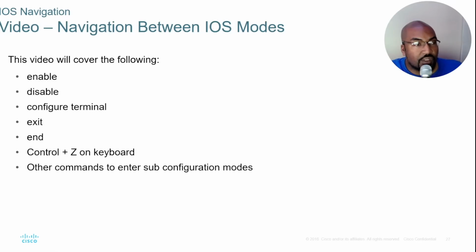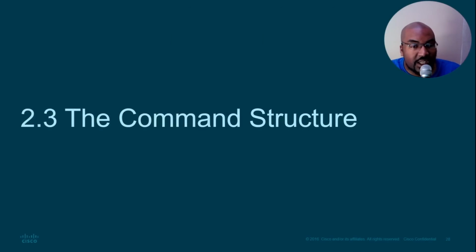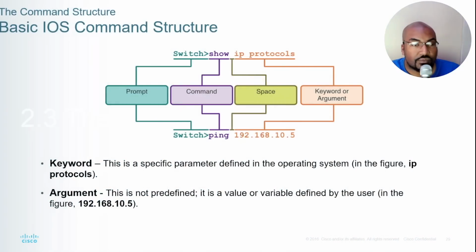All right. So I already watched those videos, Control Z, all that good stuff. Now let's take a look at the command structure. This is the basic IOS command structure. We have the prompt, we have the command, we have the space, and the keyword argument. Essentially how it works, it's the switch. This is what we're configuring. Show is the command. Space is the space in between, so we've got to put a space in there. And then a keyword argument, which is where we're doing IP protocols, for example.